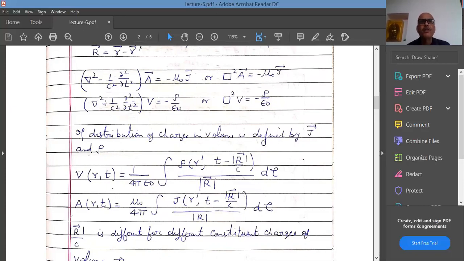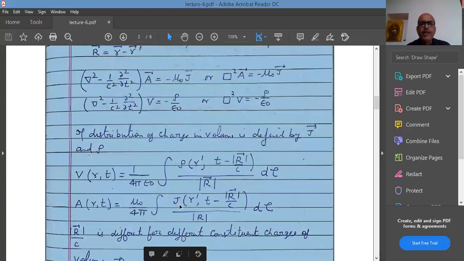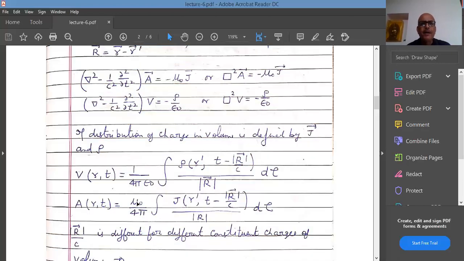Similarly, we can solve this equation also. A(r, t) can be written as mu 0 upon 4 pi, and then J at r dash again at t minus R over c, divided by R into d tau, because the two equations are the same. The only difference is that here we have mu 0 upon 4 pi. Some people will write it as 1 upon 4 pi epsilon 0 also, but if you multiply both the numerator and denominator by epsilon 0, then you will have 1 upon 4 pi epsilon 0 c square, because mu naught epsilon naught is 1 over c square.